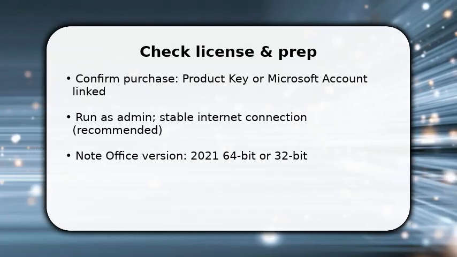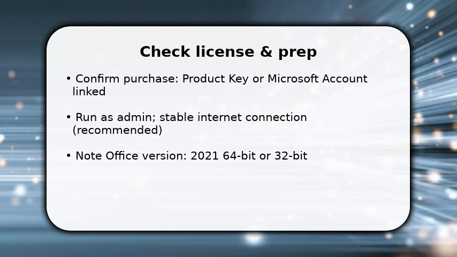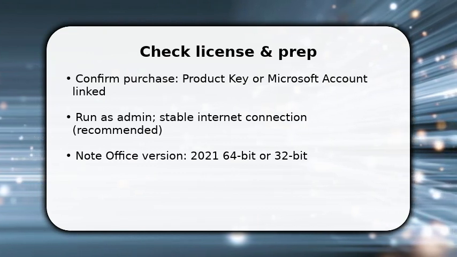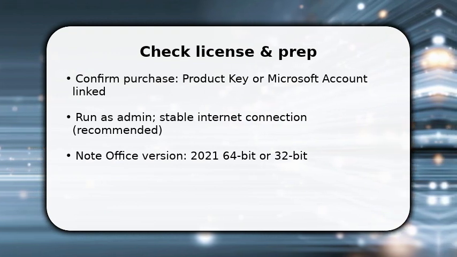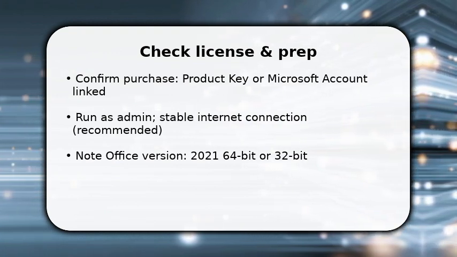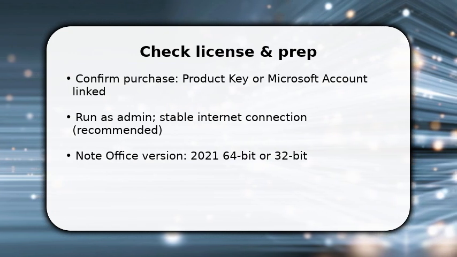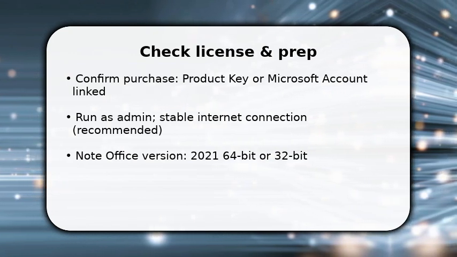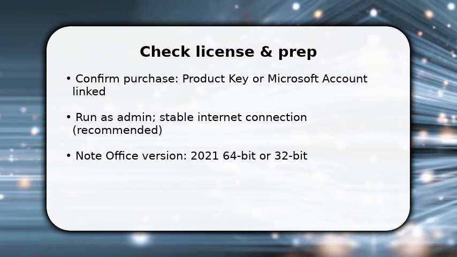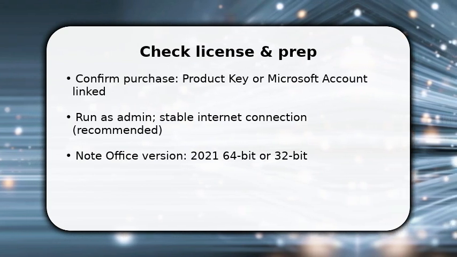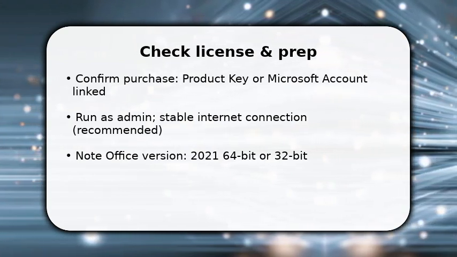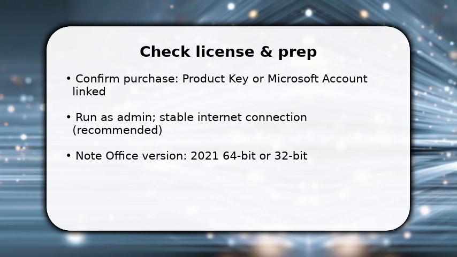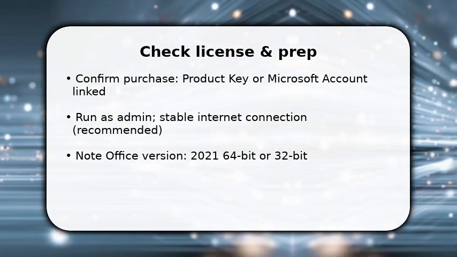You start by confirming the license and preparing the environment. Sign into the Microsoft account tied to Office because activation links the product to that account. Once done, run an Office app as an administrator to allow activation changes. This prevents permission failures. Make sure you have a stable internet connection so the activation server can verify your key. If you used a product key, have it ready. If not, check the account for a digital entitlement.